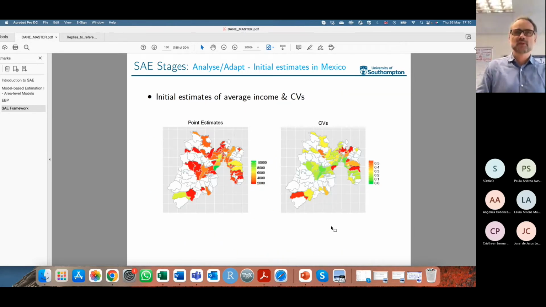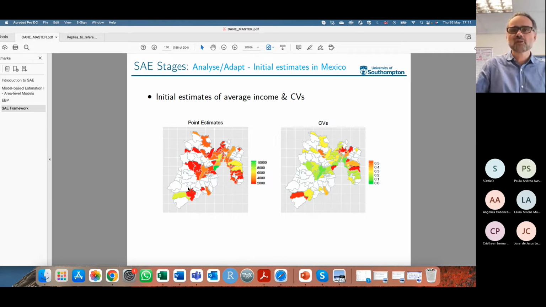Okay, so just to give you an idea, here are some initial estimates of average income. So we just estimated average income in the case of the data from Mexico. And effectively, what you can see here is that you get some point estimates, and clearly the point estimates are available only for the areas here because we use a direct estimator, like a Horvitz-Thompson estimator. The direct estimates are only available for the areas where we have sample data.